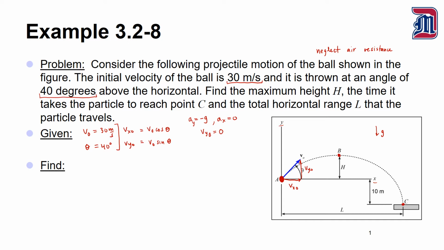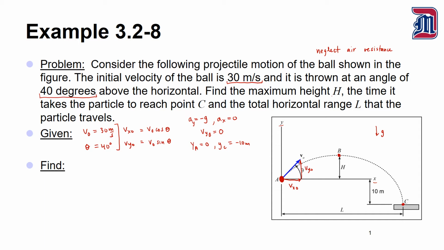We know the initial position in the y direction and the x direction. It starts at the origin. And then we know at point C that the particle is 10 meters below the origin, 10 meters below the x-axis, and so its y position is minus 10 meters. So that captures pretty much everything we can glean from the problem.